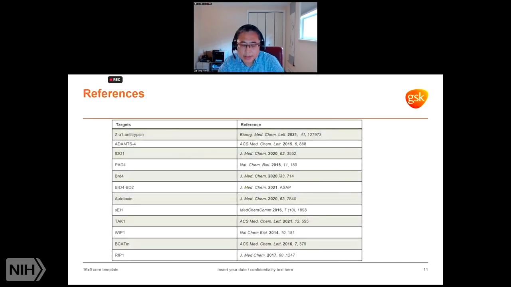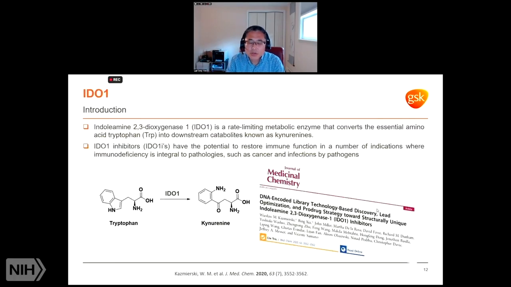Here's a reference for the papers in the previous slides, and some of this will be used in the following talk to give you case studies, to show you how these techniques are used.